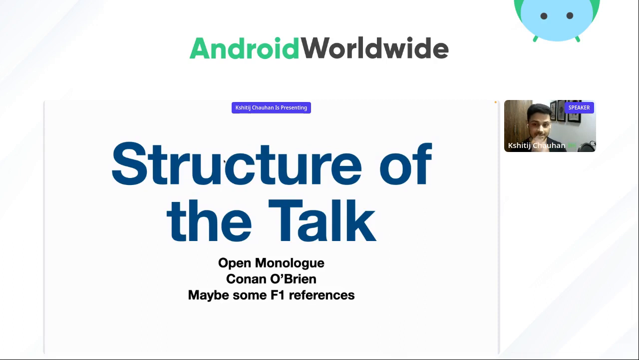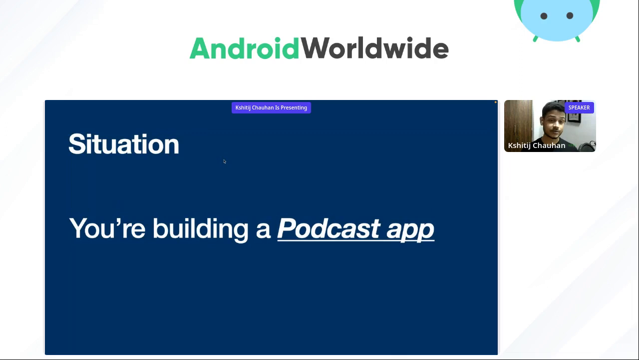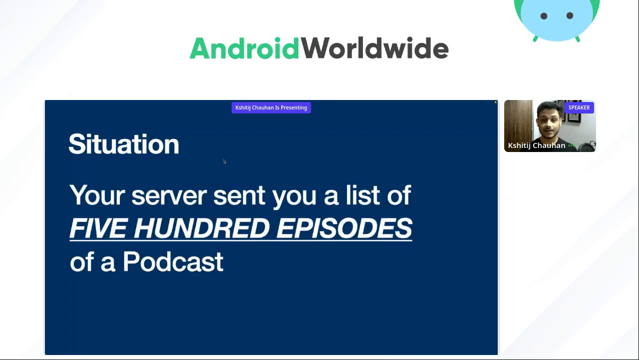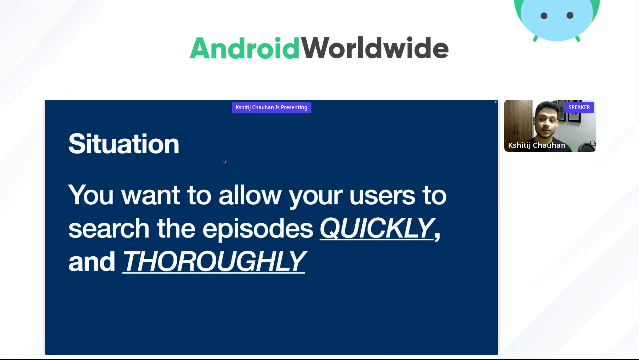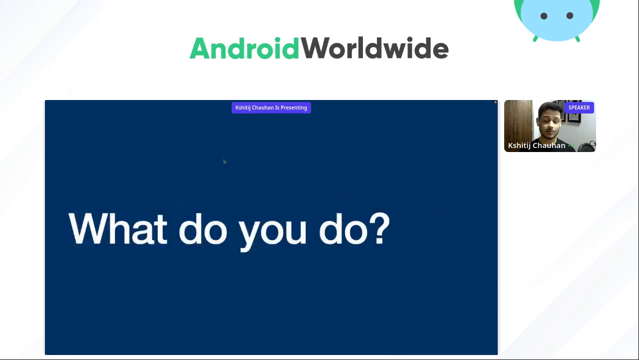All right, let's start. Situation: you're building a podcast app, as I'm sure most people are these days. Your server sent you a list of 500 episodes of a podcast. Each episode contains a title and lengthy show notes. You want to allow your users to search the episodes quickly and thoroughly. What do? Well, of course, one answer is quite obvious, right?